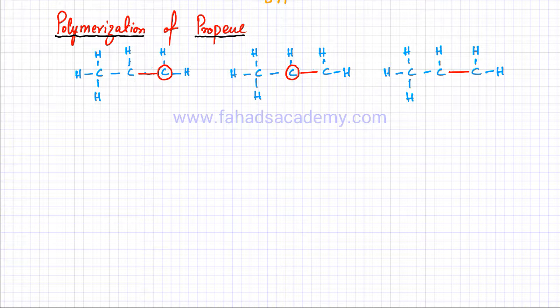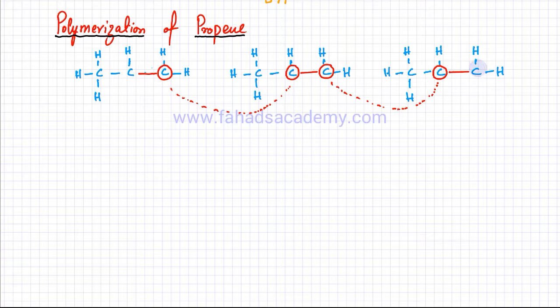Now to complete the 4th bond, this carbon atom would go and try and bond with this carbon atom. Similarly, this carbon atom over here is making 3 bonds. It needs to make a 4th bond. This carbon atom over here is making 3 bonds. It needs to make a 4th bond. So this carbon atom would go and try and make a bond with this carbon atom.